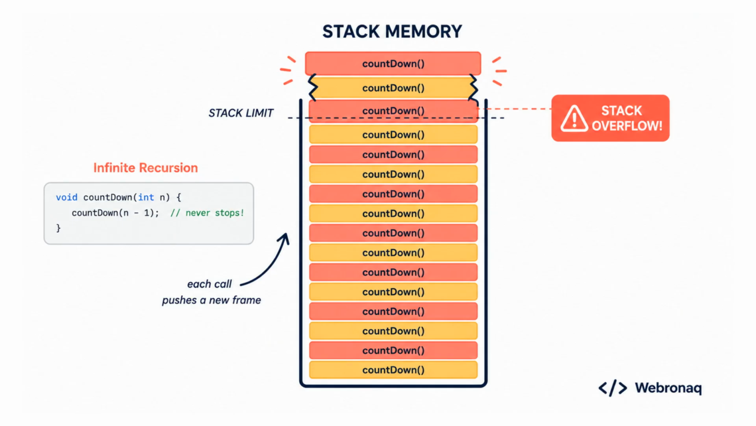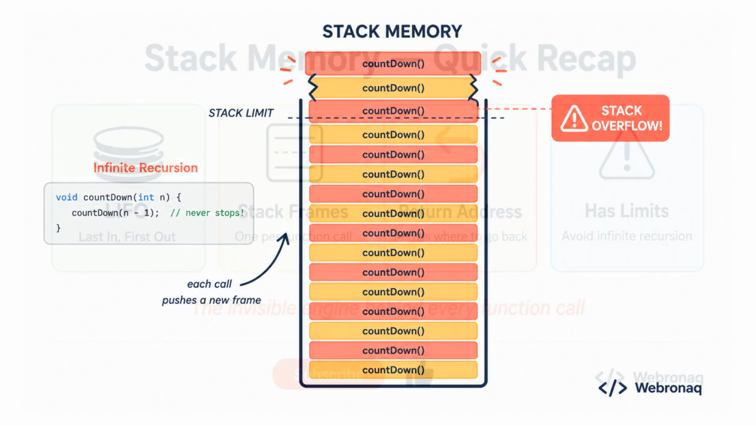You've probably even heard of the website Stack Overflow. Yes, it's literally named after this exact error. That's how iconic this bug is in programming culture. The fix is simple in concept. Every recursive function needs a base case, a condition that stops the recursion at some point so frames can start popping off instead of just piling up forever. So the stack is fast, organized, and automatic, but it's also limited. And that limit is something every programmer needs to respect.